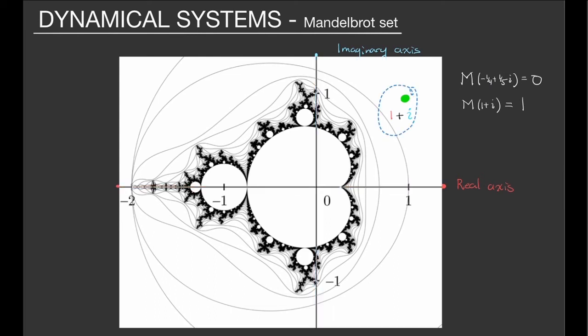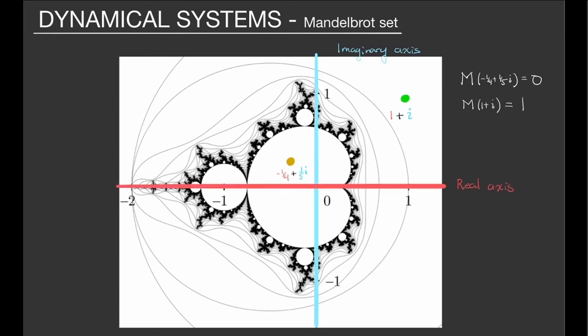Now if you take 1 + i and you substitute it into f sub 1 + i, eventually those iterates will go off to infinity. Hence why M of 1 + i is 1, and hence why it's not in the Mandelbrot set. Alternatively, if you take a point, let's say -1/4 + 1/5 i, then in that case, the Mandelbrot value, or the M value, is going to be equal to 0. You take successive iterations, and they will never go off to infinity.